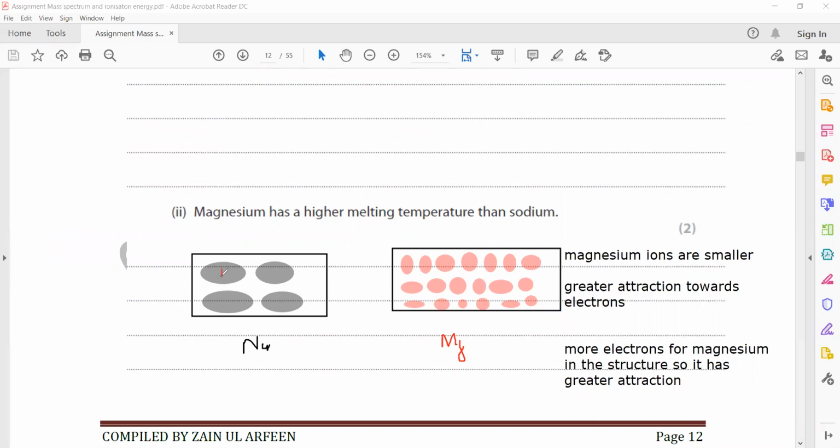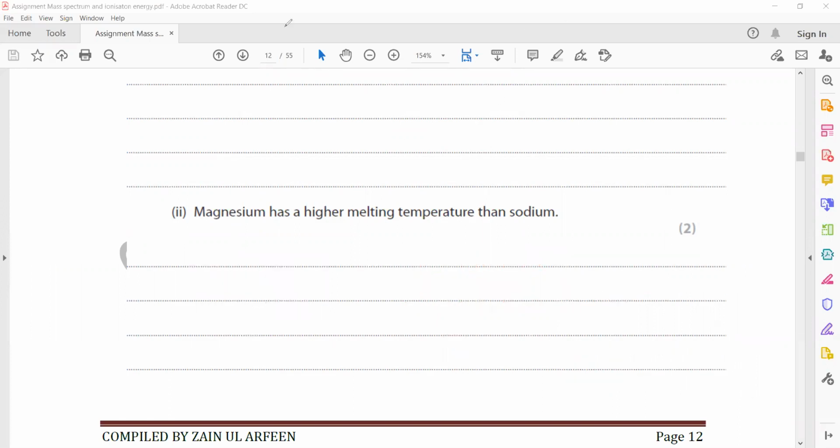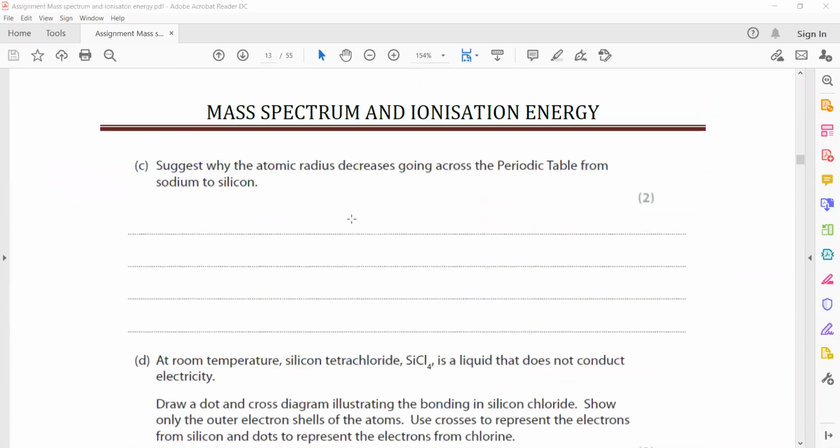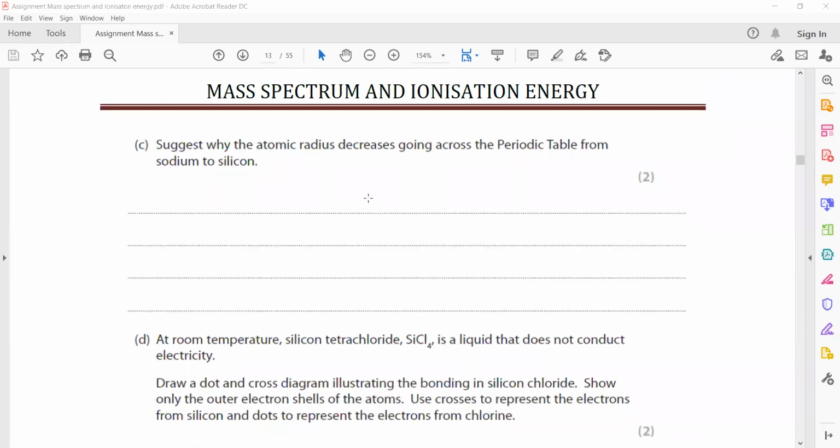Sodium ions are larger, so there is weak attraction towards the delocalized electrons, whereas magnesium has plus 2 charges in the positive ions, so stronger attraction, and smaller too, so a greater number of charges as well as stronger attraction. Suggest why atomic radius decreases going across the period from sodium to silicon.